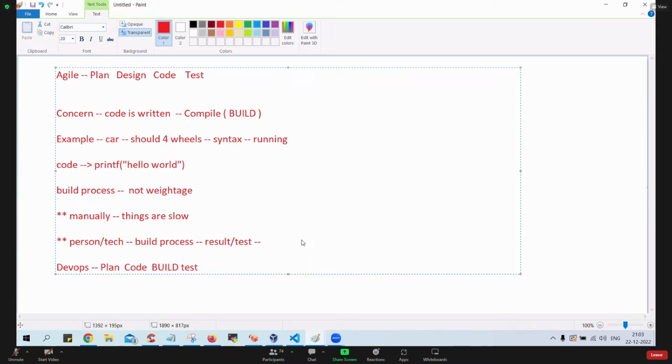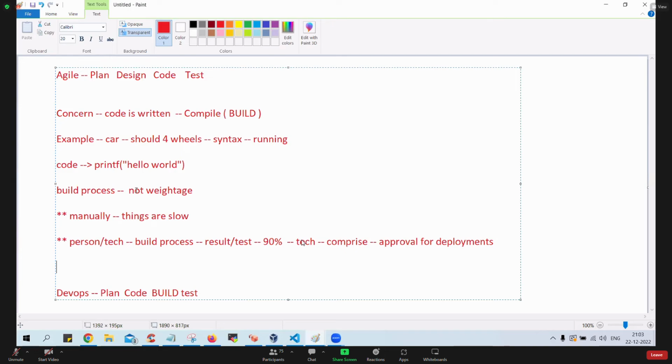Now imagine the result of some build process or test process overall. Let's say it is around 90%, meaning it is not 100%. If the tech who is auditing this compromises and gives approval for deployment, what is going to happen? Tell me, guys. Did you understand the logic? This is the exact use case. Something looks like corruption. Do you agree, guys?